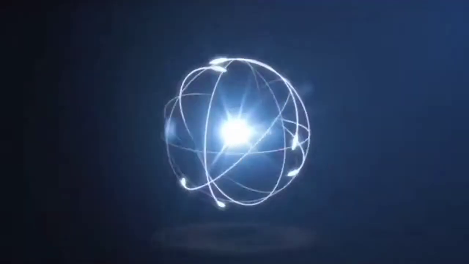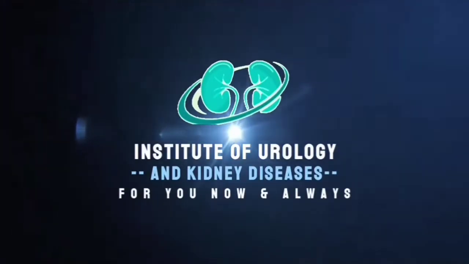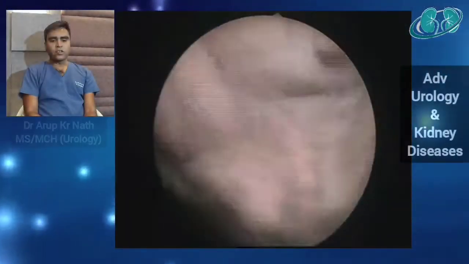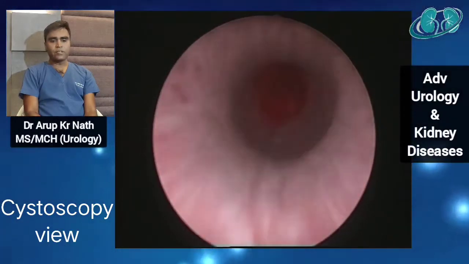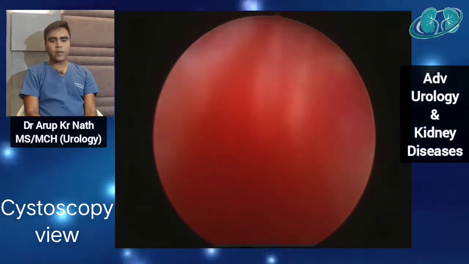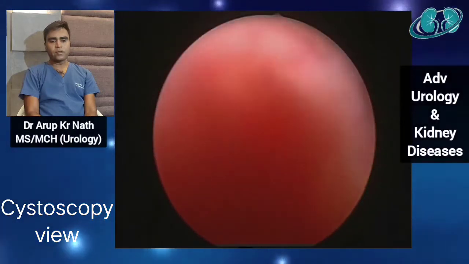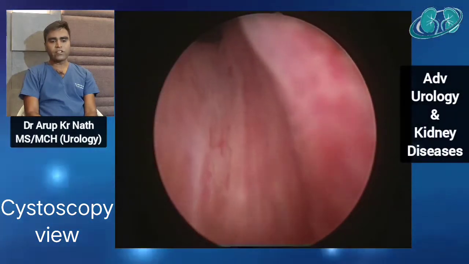Here we are coming up with a rigid cystoscopy, with the patient under short general anesthesia. Let's see the video. Patient in lithotomy position, you can see the scope is going in. We are using a 30° 5mm scope and a cystoscopic sheath which is 20 French size.